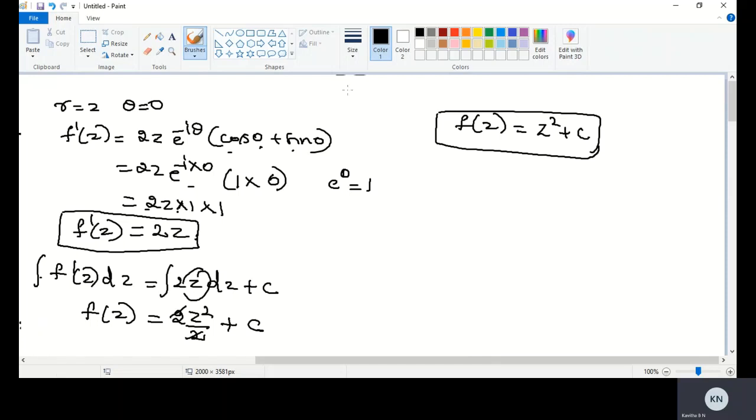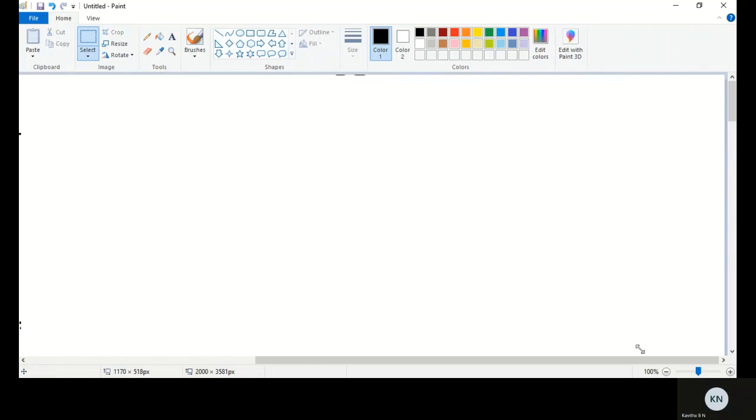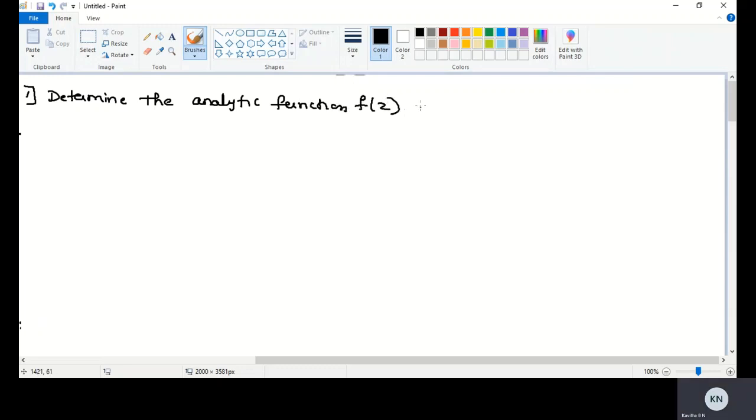Then next we will solve one more problem. Determine the analytic function f of z whose imaginary part is r minus k square by r into sin theta, r is not equal to 0.